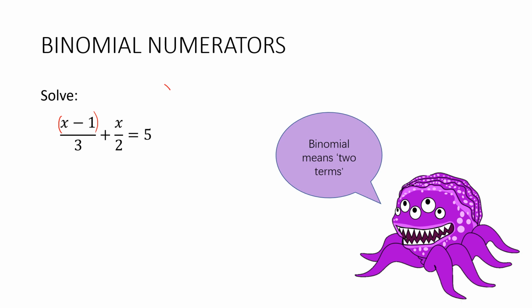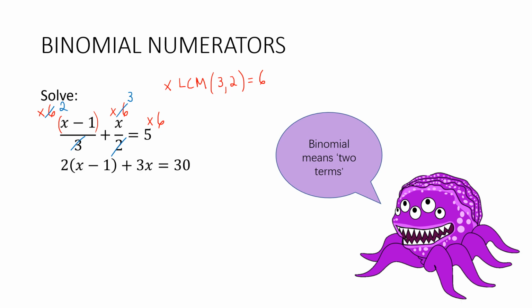Now we're going to multiply by the lowest common multiple of 3 and 2, which is 6, times every term by 6. Okay, let's cancel. 3 into 6 goes twice. 2 into 6 goes 3 times, and I don't need to do the right-hand side because there's no denominator. Now let's just have a look what we're going to get when we rewrite this. 2 lots of x minus 1 in brackets plus 3 lots of x, 3x, is equal to 30. Now just stare at that for a minute and make sure that makes sense to you.